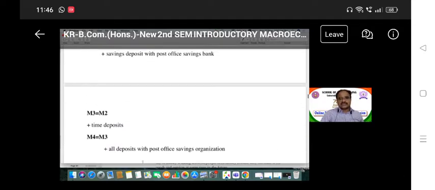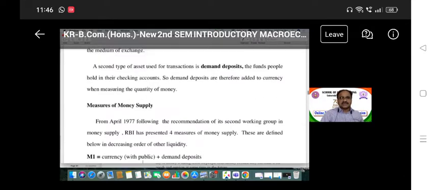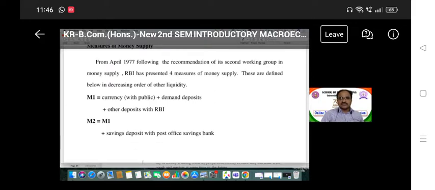What are these measurements? Dear students, the measures of money supply: the first one is M1. This is in descending order, lowest to highest. M1 includes currency, meaning coins and notes, held with the public. Currency held with the public is the money you keep with yourselves, whatever you keep.